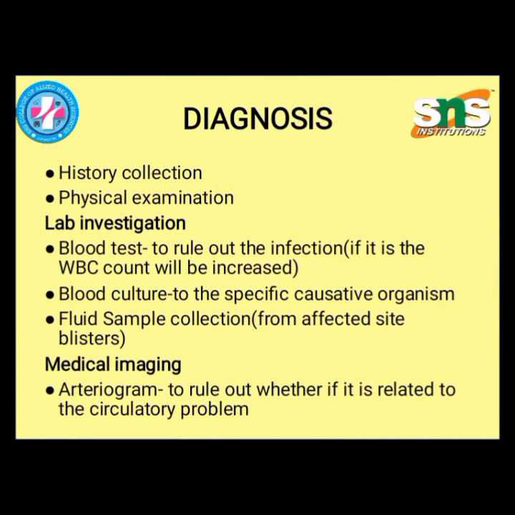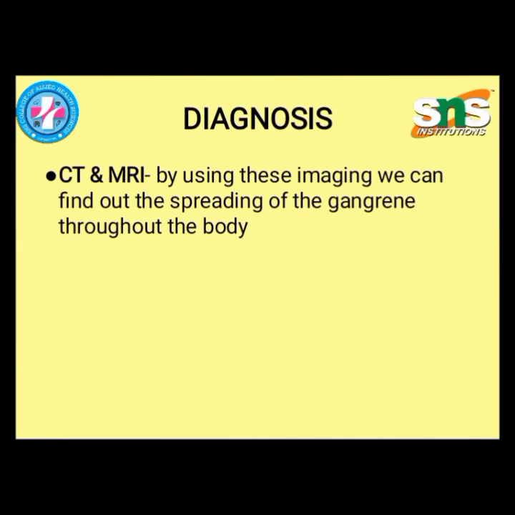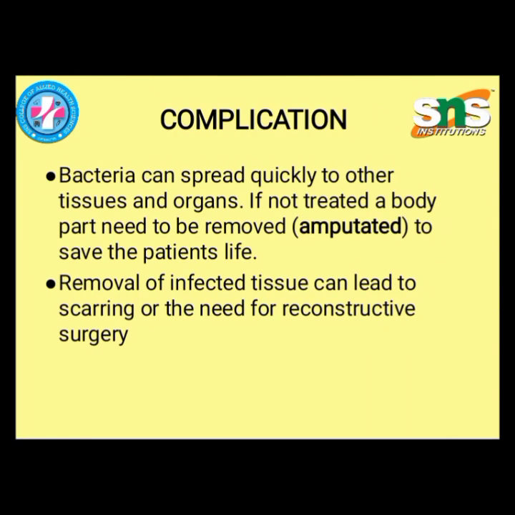And we are moving to diagnosis: history collection, physical examination, lab diagnosis. In lab diagnosis, a blood test to rule out infection, blood culture, fluid sample culture, and medical imaging. An arteriogram is done to rule out whether it is related to a circulatory problem. CT and MRI are used to find out the spread of the gangrene throughout the body and complications. If we do not treat properly, the patient undergoes amputation, meaning removal of the affected limb.